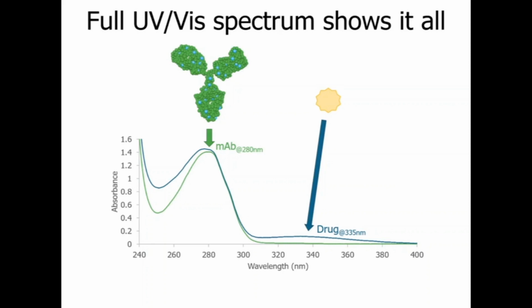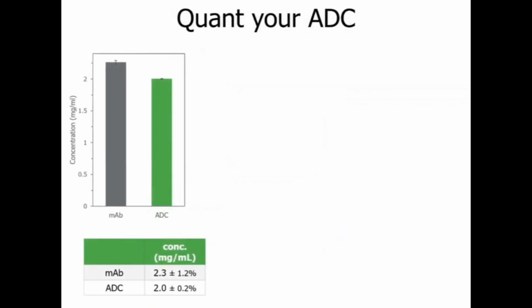As we know the path lengths and the Lambert-Beer law, we have all we need for this quantitation. So what does the data look like? Here's the results, the monoclonal antibody and the ADC concentrations based on quadruplicate measurements. So you see very high precision here.